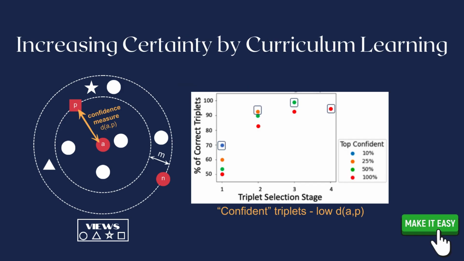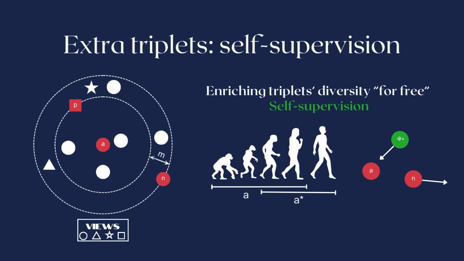To increase the probability that the triplets are correct, we use curriculum learning. In each triplet selection stage, we select the top confident triplets for training, using a confidence measure. That way, we keep improving target domain performance by starting from updating the model with a small amount of high quality data, and carefully extending the dataset size. Self-supervised learning is also added on top of our triplet selection method. The positive sample is replaced by an augmented version of the anchor.